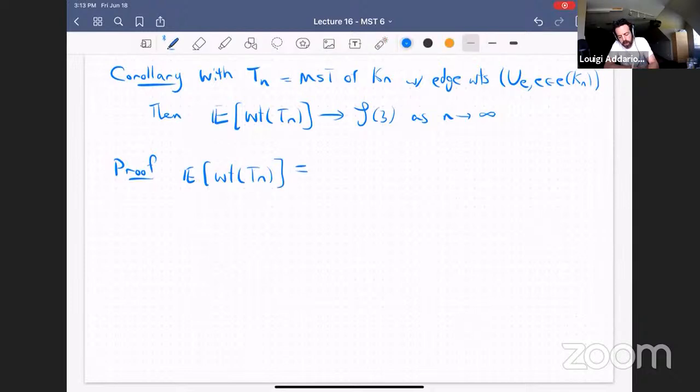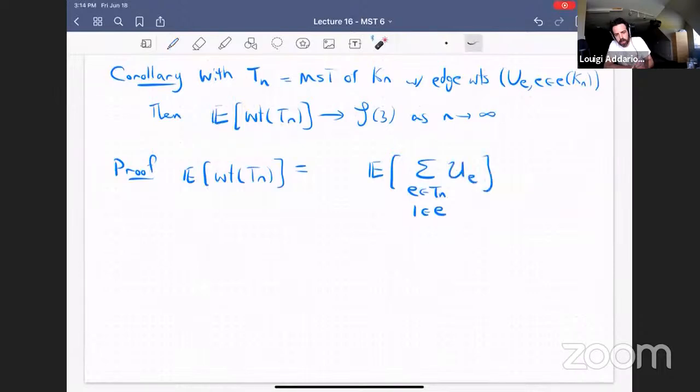So I want to relate this to the total weight of edges in the minimum spanning tree that are incident to a fixed vertex, say 1. Okay. So I need some prefactor here. Now by symmetry, each vertex has the same expected weight incident to it in the minimum spanning tree. So this quantity here doesn't depend on which vertex I choose to look at.